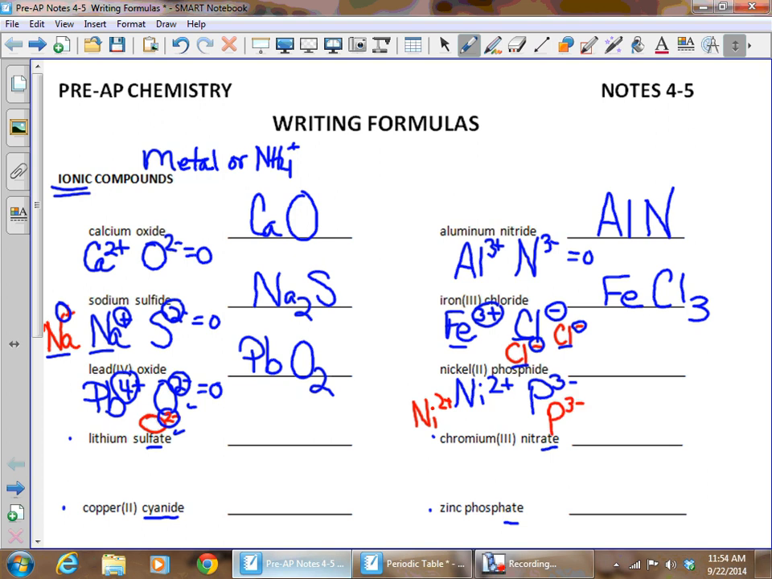Are we done yet? Nope, because we've got 2 positives plus another 2 positives. We've got 4 positives on the left, and we've got 6 negatives. So we need more positives. So adding another nickel onto that, now we notice that it does have 6 positives and 6 negatives. So counting up, we see that it has nickel and phosphorus, 3 nickels, 2 phosphoruses. That's the formula for that compound, Ni3P2.